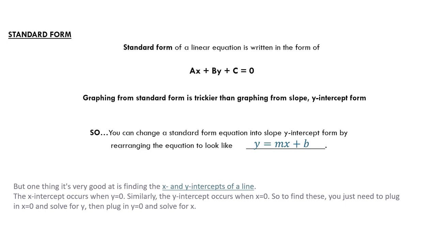One thing that the standard form is very good at, though, is finding the x and the y intercept. If you're given a standard form equation and you want to know what the x-intercept is, simply plug in the value of 0 for y and you're given the x-intercept. The same goes for finding the y-intercept. Simply plug in a value of 0 for x and you're left with the y-intercept.